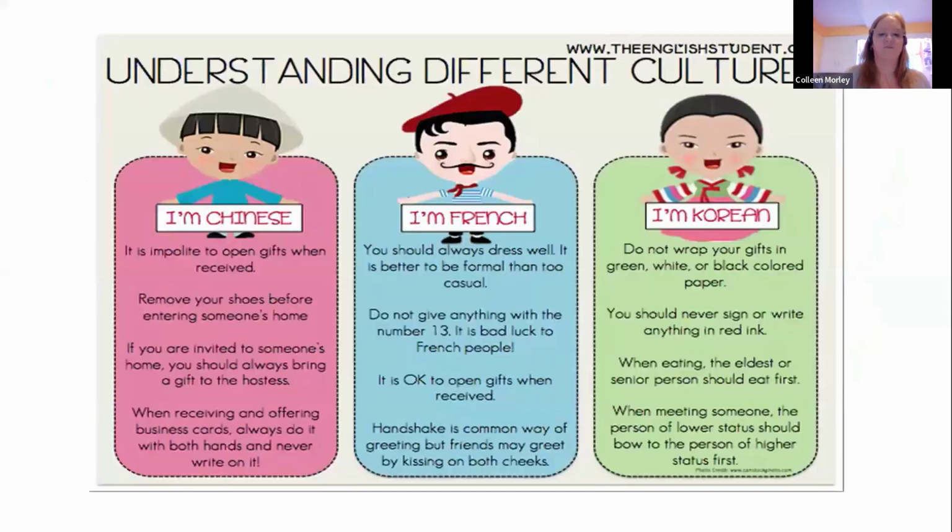This is how we used to think about cultural diversity, right? It's impolite to open gifts when received. If you're French, you do this. If you're Korean, you do this. But it's really a lot more than that now.